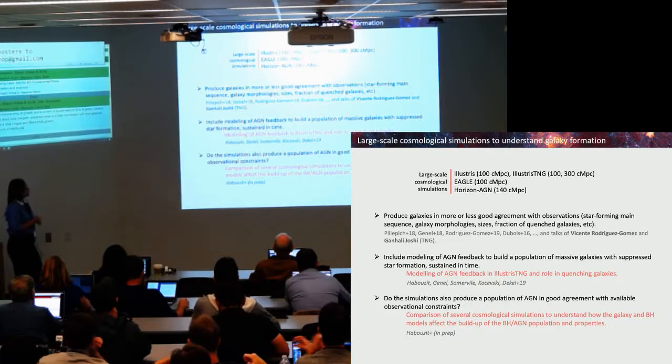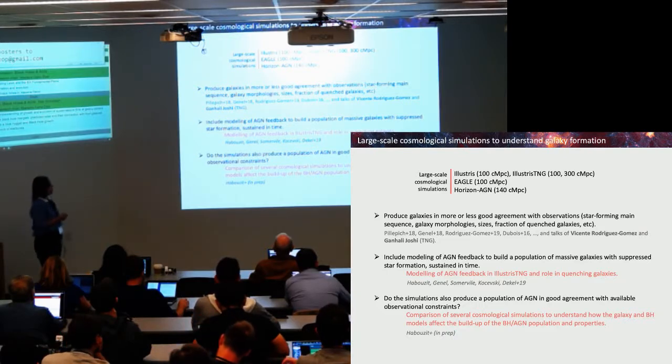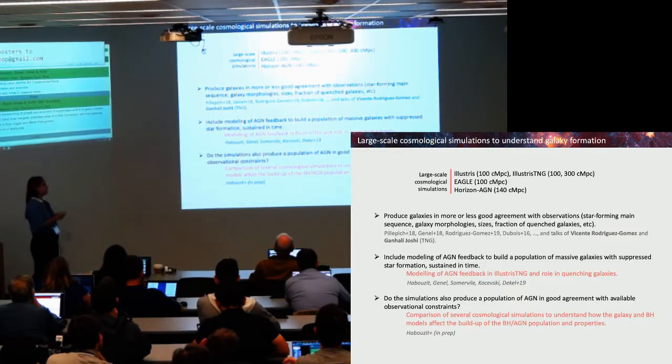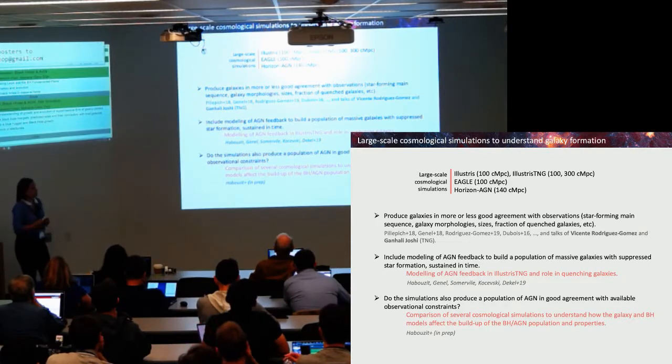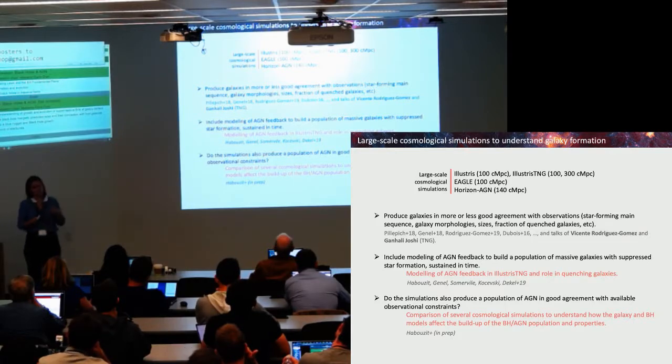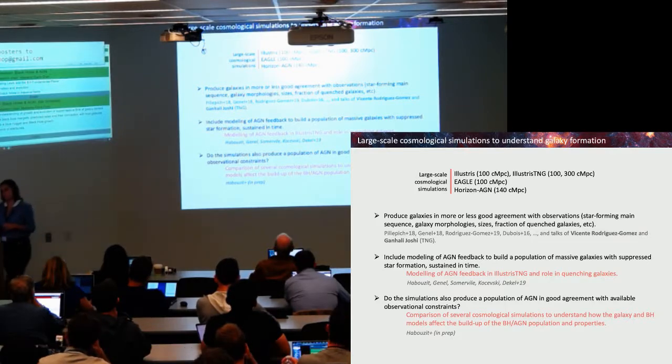Today I will discuss a paper that we published last fall based on the IllustrisTNG simulation, where we studied the AGN feedback and how it could quench those massive galaxies. And then if I have time, I would like to tell you a little bit about a project in preparation. All the simulations were made to understand galaxy formation, so when we build the simulation, we think in terms of galaxy properties. In a new paper, we are instead trying to look at the AGN and black hole population: are those simulations able to produce AGN in good agreement with observation?